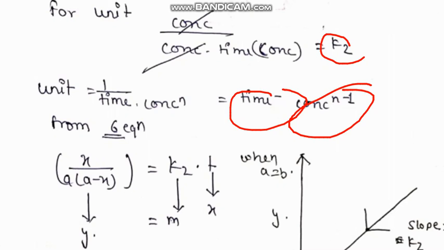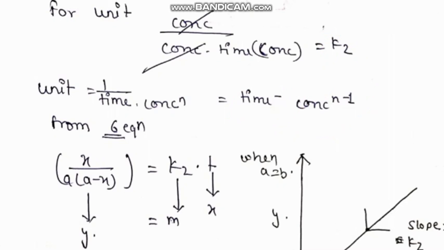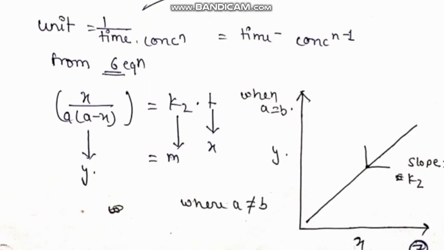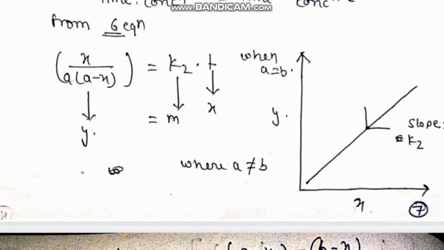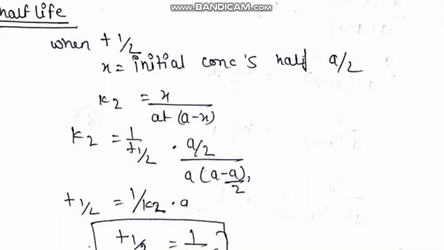We can plot all the above equations in graphical form, where time is plotted on the x-axis and concentration function on the y-axis. It will give a straight line originating not from the origin but somewhat at a higher distance from the origin, and the slope of the line will give the value of K2.